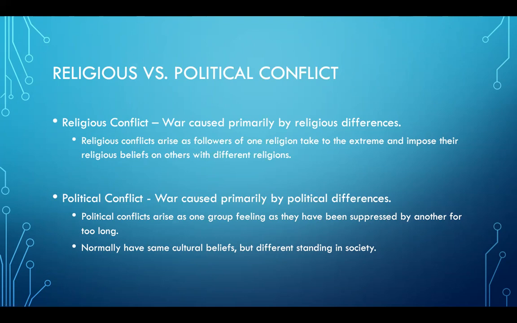And then political conflicts, like we talked about, one group feeling as they have been oppressed by another for too long. And the interesting thing with political conflicts is normally they have the same cultural beliefs and values, but a different standing in society. So it's not like these religious differences. When we have a political conflict, it's between groups that are normally in the same region, in the same area. So I'm going to give an example of Rwanda, which is probably the most telling political conflict that we've seen in the last 20 years.